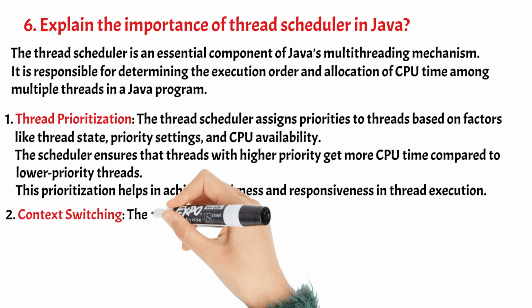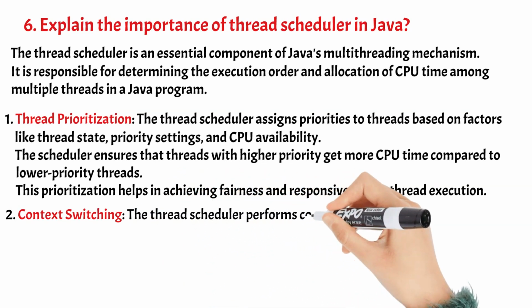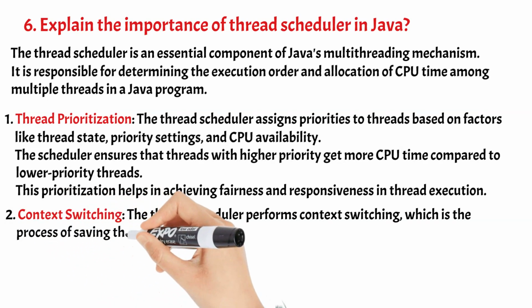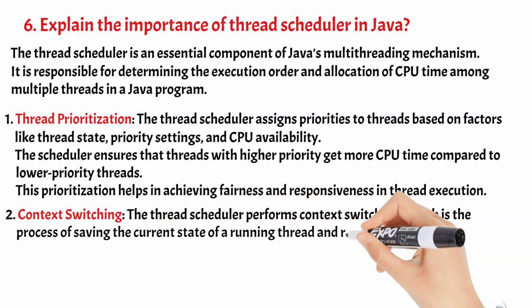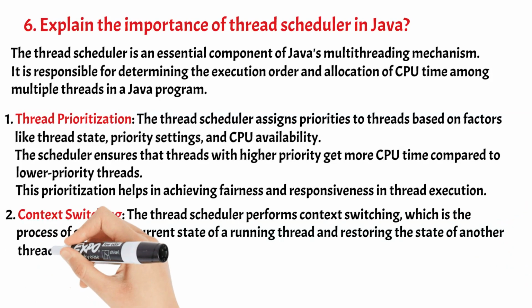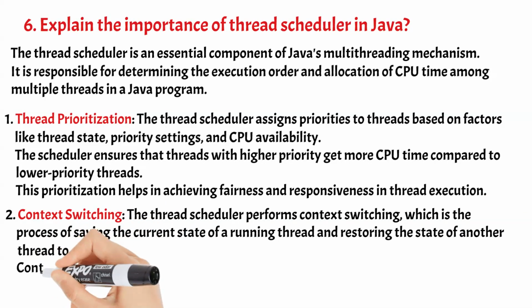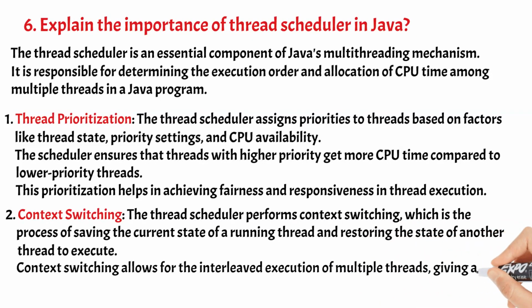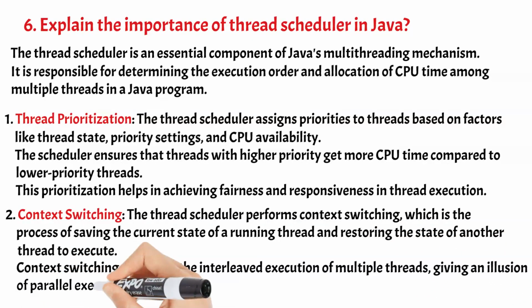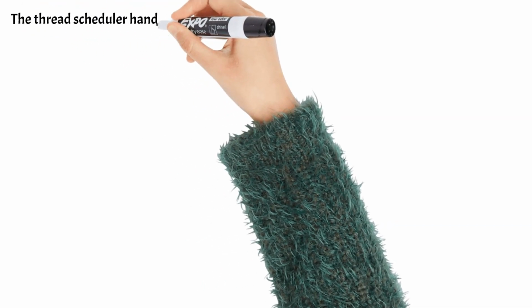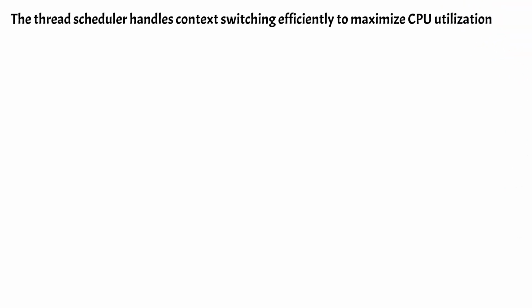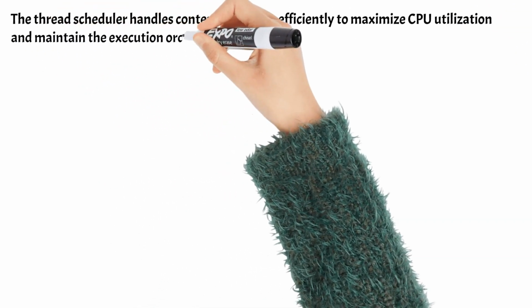2. Context switching. The thread scheduler performs context switching, which is the process of saving the current state of a running thread and restoring the state of another thread to execute. Context switching allows for the interleaved execution of multiple threads, giving an illusion of parallel execution. The thread scheduler handles context switching efficiently to maximize CPU utilization and maintain the execution order of threads.